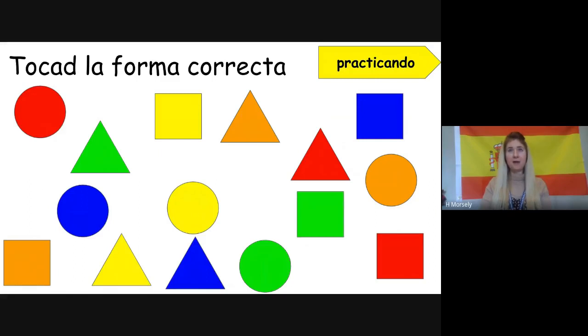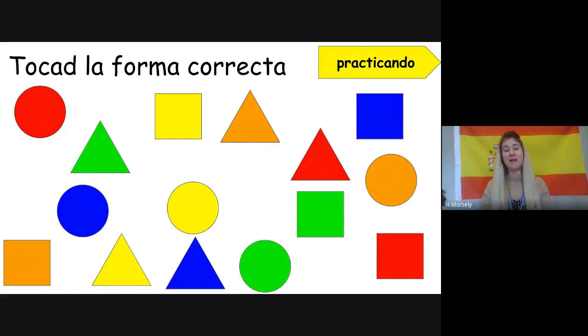Tocad el cuadrado amarillo. Tocad el círculo verde. Tocad el triángulo rojo. Tocad el círculo azul. Tocad el cuadrado rojo. Tocad el triángulo verde. Tocad el triángulo rojo.